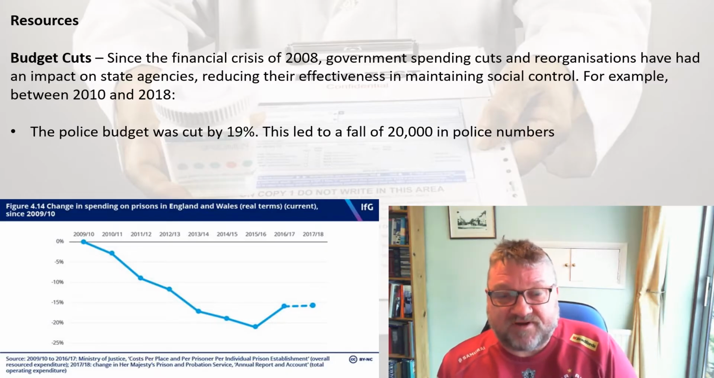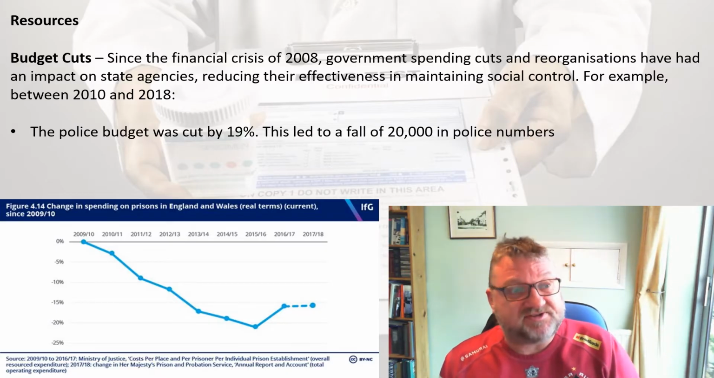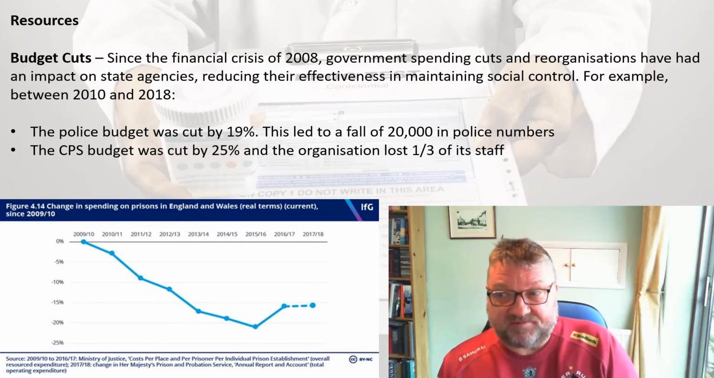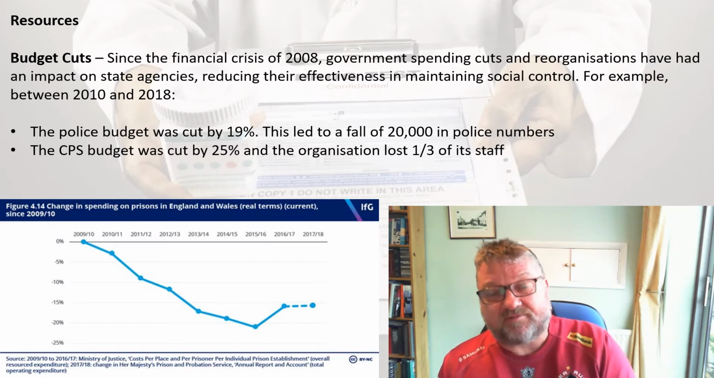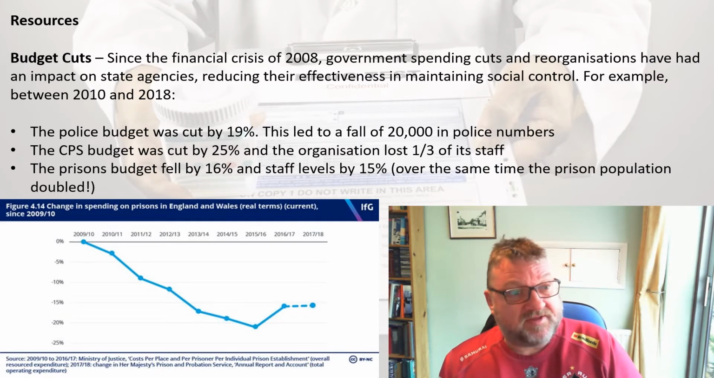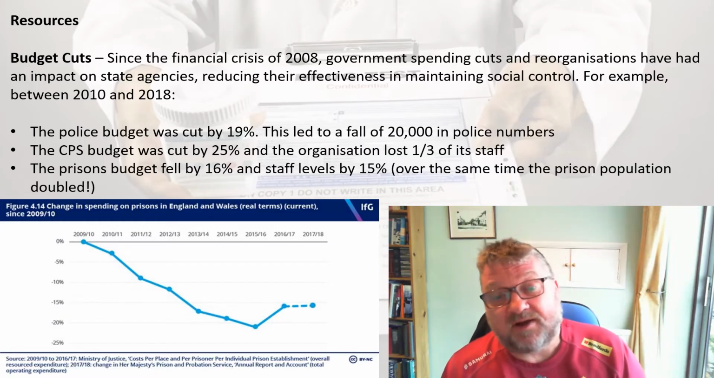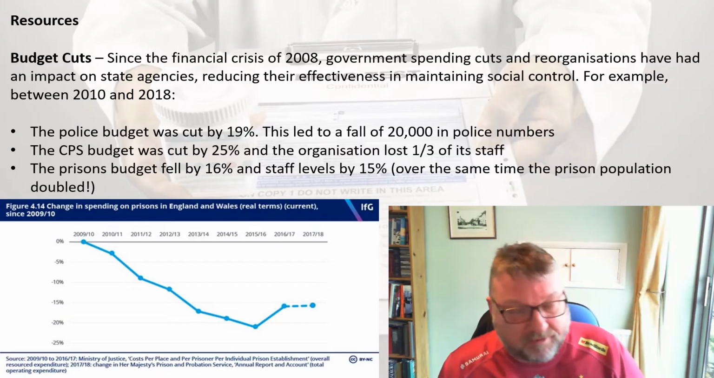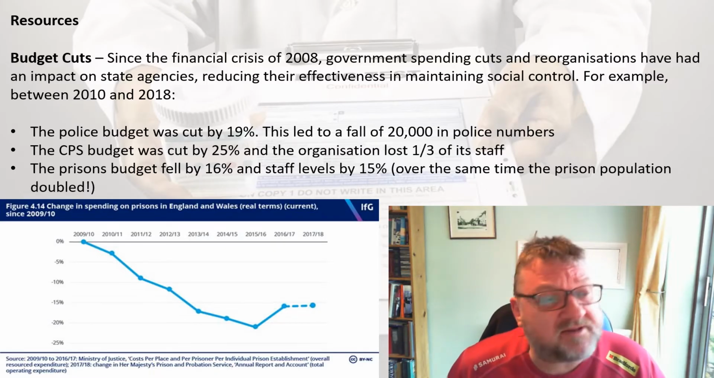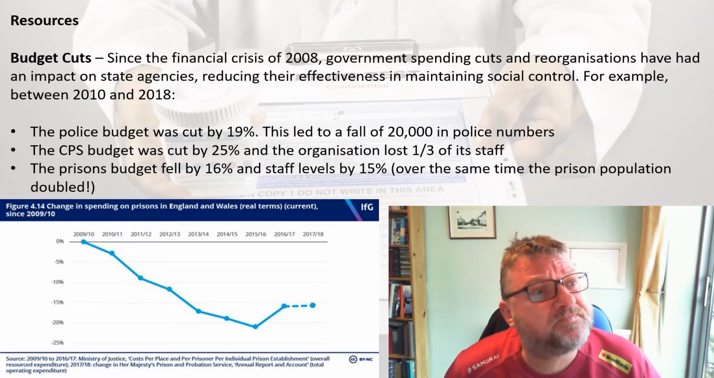So how is that going to affect social control with 20,000 fewer police people on the streets? Well, it's obvious, isn't it? The CPS budget was cut by 25,000 and the organisation lost a third of its staff. How is that going to impact on social control? Well, it's people taking more time to get through the court system, longer on remand, etc. And then if we look at the prison budget, that fell by 16%, staff levels by 15%, but over the same time, the prison population doubled. And we wonder why our prison system is broken. Doesn't take a rocket scientist to work that one out, does it? He says, making a political point.